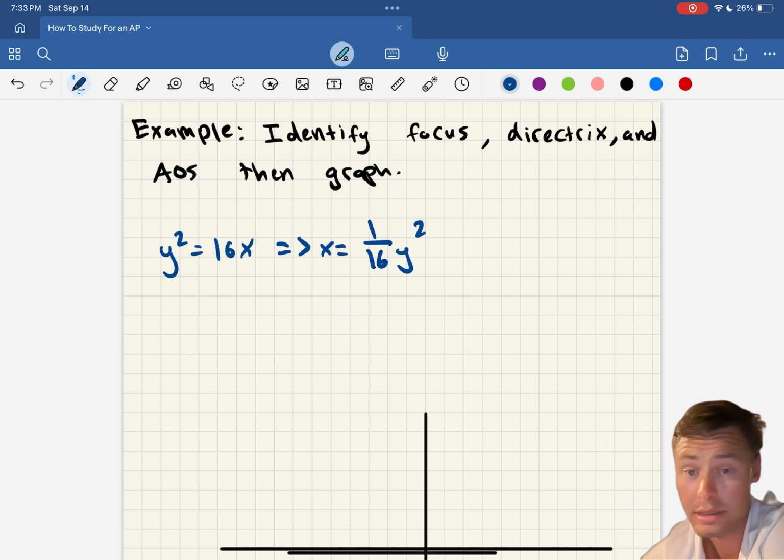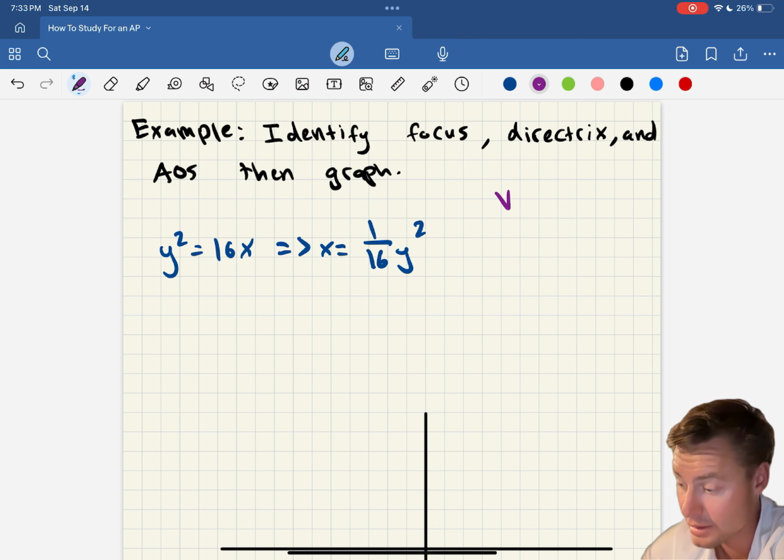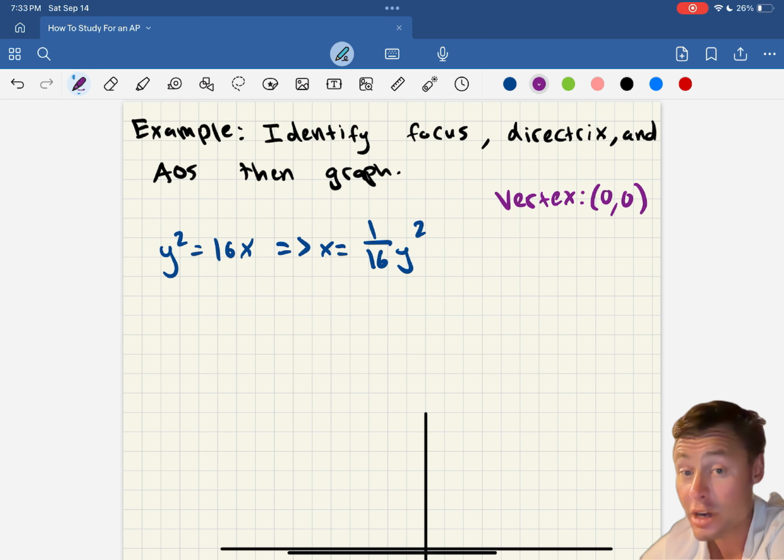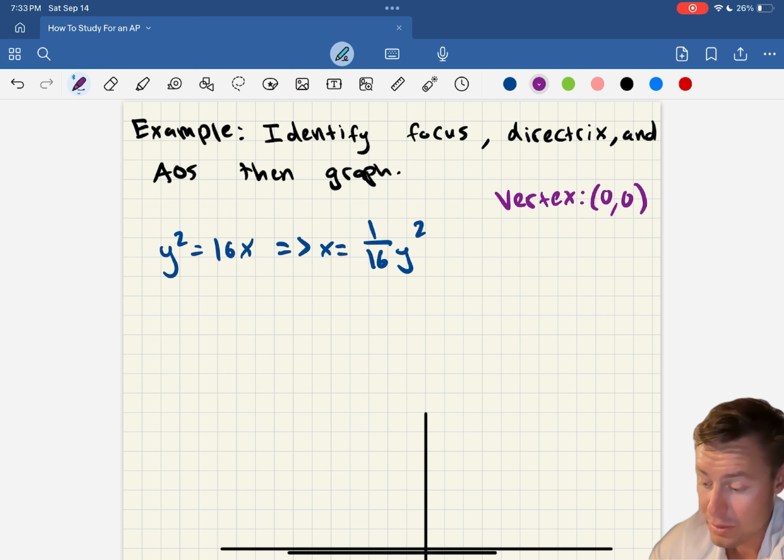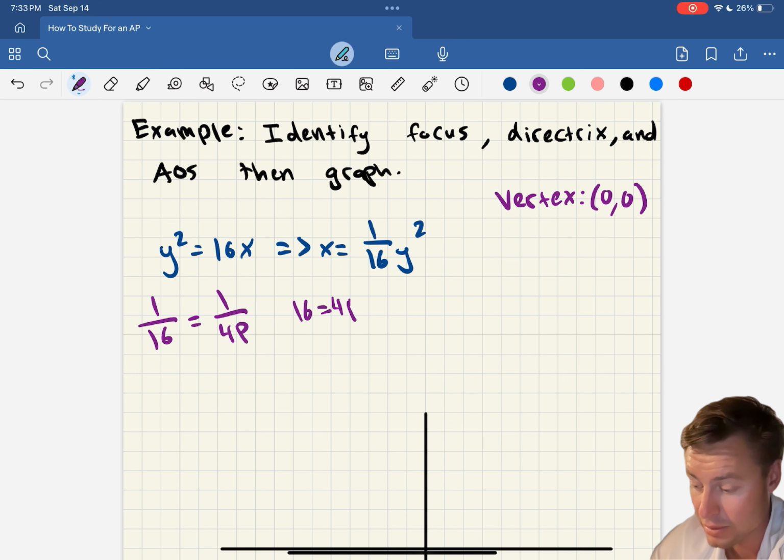Now I notice there is no h or k involved here. So it's just a vertex at 0, 0. It doesn't ask for the vertex, but let's define that because it'll help. We know our vertex is at 0, 0. And then what's our p-value? Well, all I have to do is say that 1 over 16 is equal to 1 over 4p, or that 16 is equal to 4p, or that p equals 4.